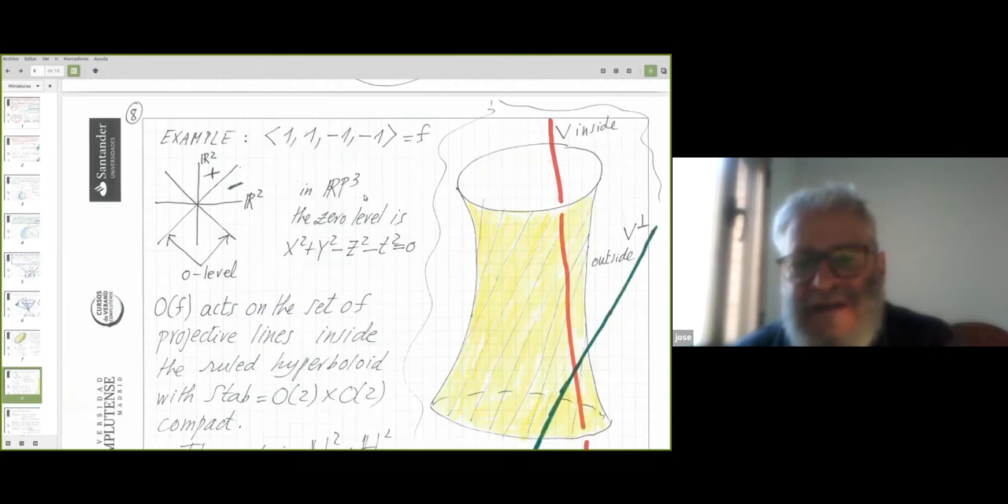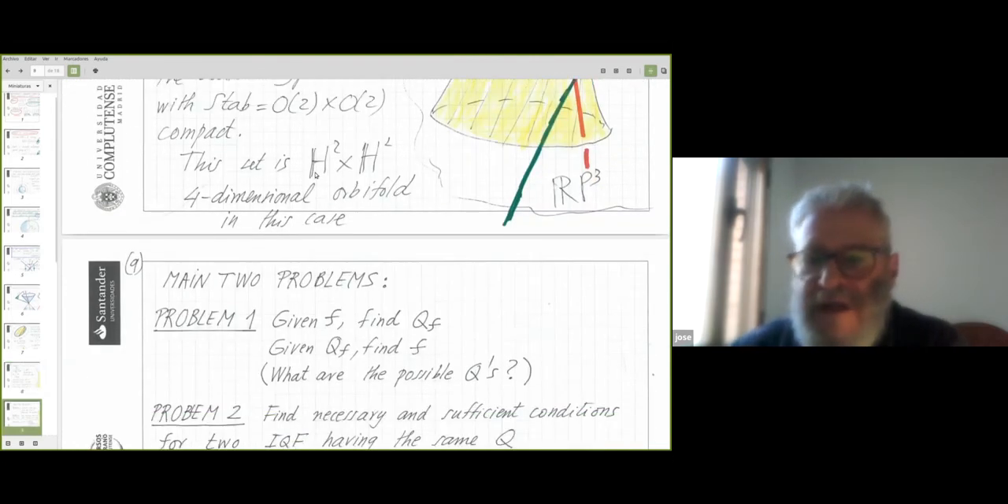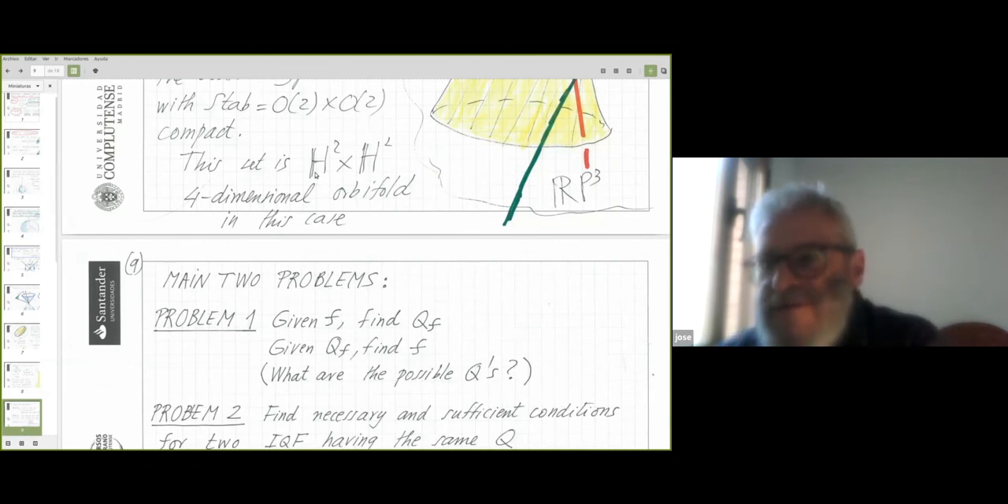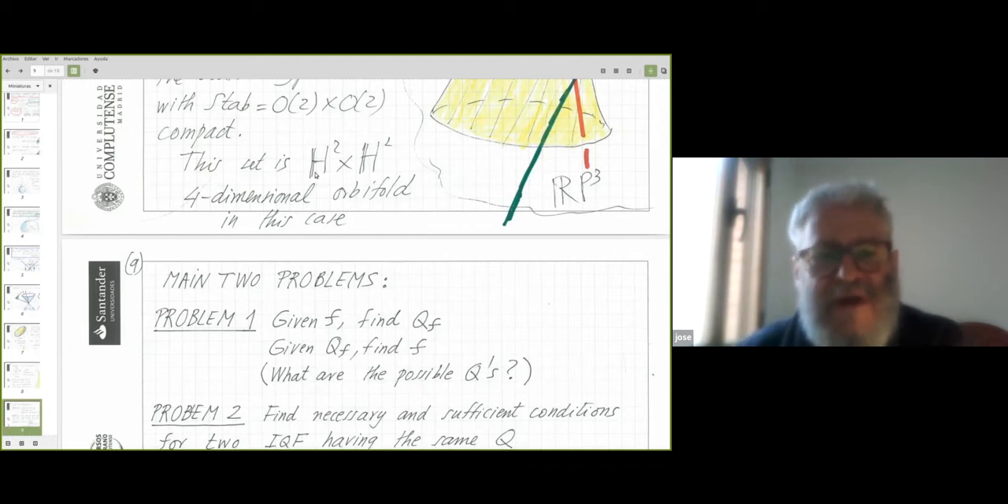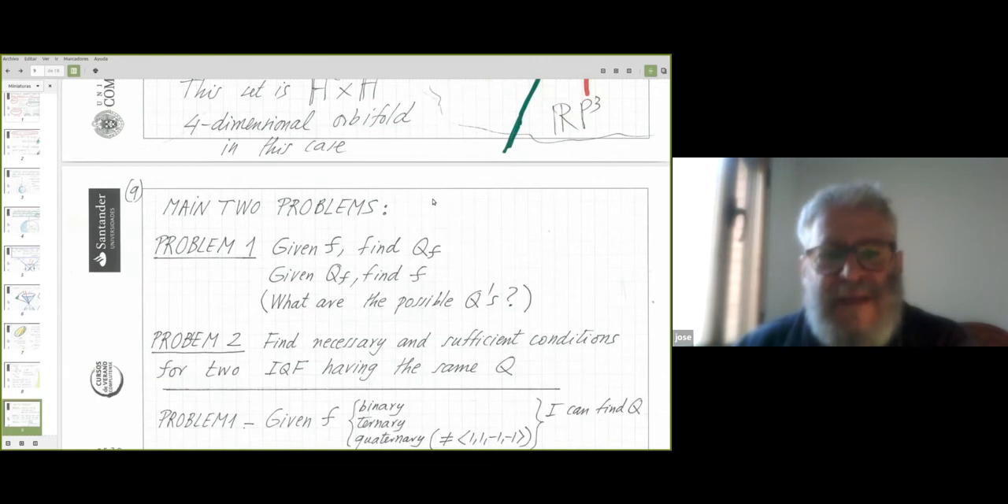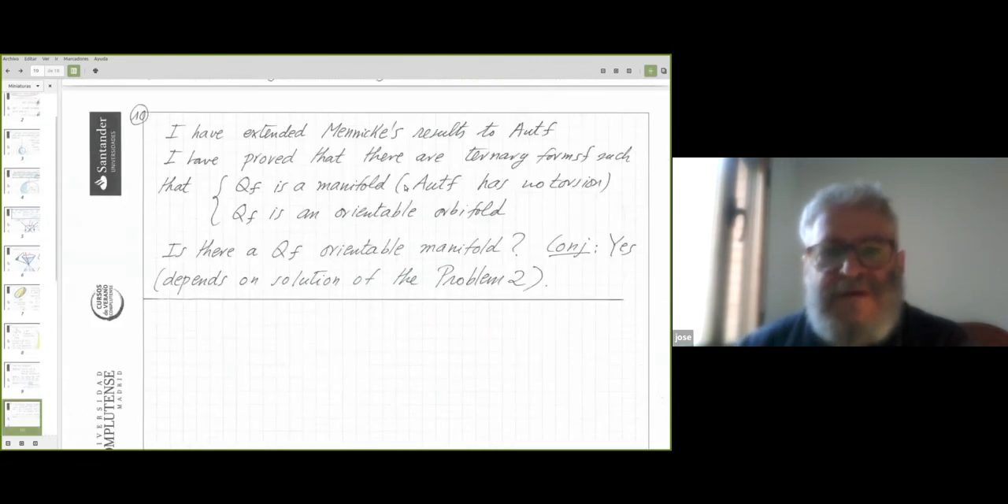It's the quotient of two hyperbolic planes by the action of a group. And I studied this group of automorphs. And there are many things to be done here, so people can continue my research on this paper that was published in some journal. And here are the problems. I continue the work of Mennicke, who was one of the great people doing this in early times.